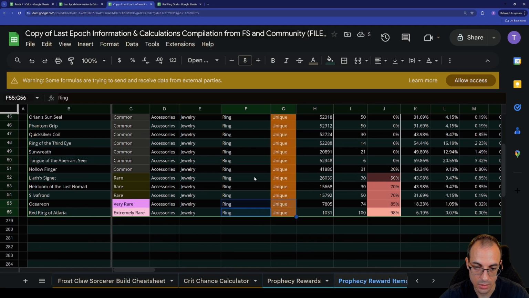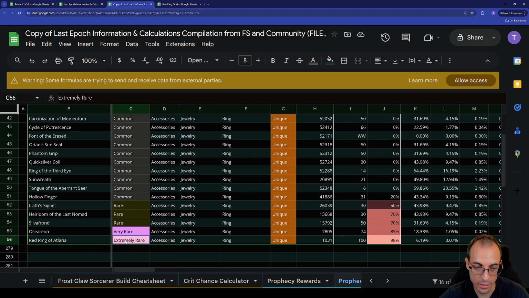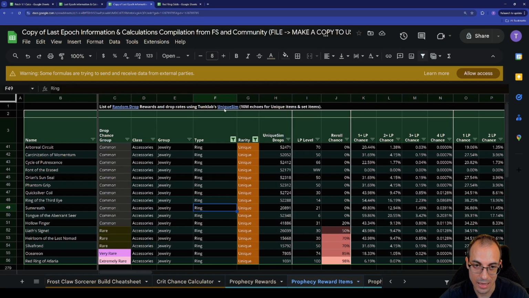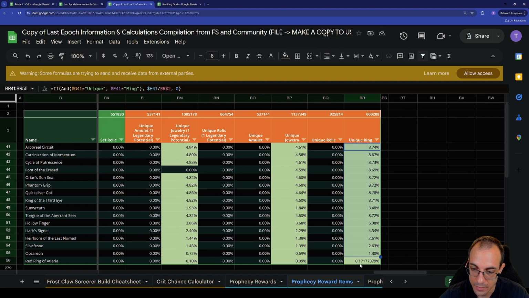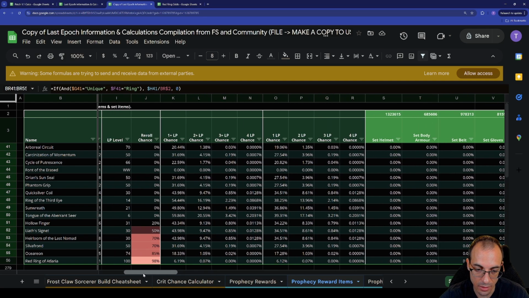I dropped the set ones. And you can see Red Ring of Atlaria is extremely rare. It has a 98% reroll chance. And based on Tank Lab's unique sim with 10 million echo rewards, we get a chance roughly of 0.1717, etc., etc., to drop a Red Ring. However, this is an estimate. It's based on simulations. It's imperfect. And I want to get the exact number, the exact probability of getting a Red Ring.